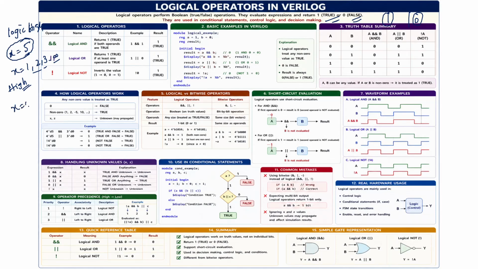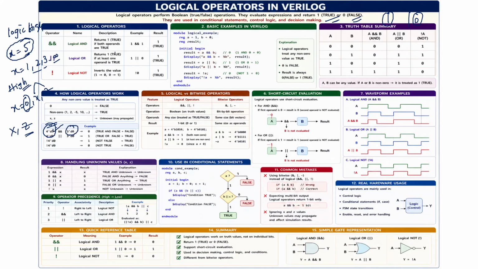If you are giving 0, unknown, or high impedance, these values will be taken as false values. 0 means false, and sometimes I give the unknown value x and the high impedance value z, that is unknown propagation. That means when some corner cases need to be verified, I will provide the unknown value or high impedance value. Here the value 5 is the true value, and 0 is always false.